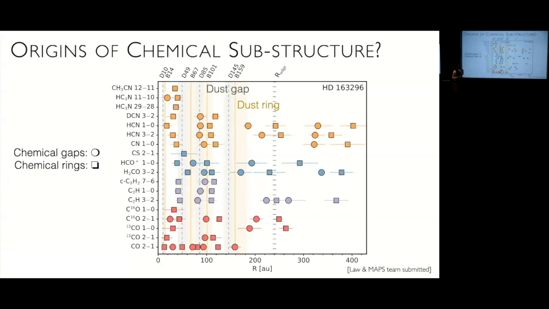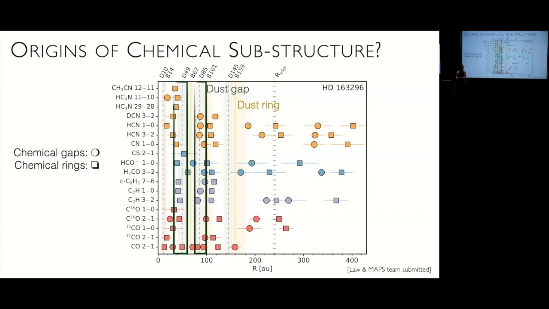The main thing that I want you to take away is that if we look at two of the dust gaps, one that's called D49 and one that's called D85, we see almost the opposite kind of relationship between that dust gap and the chemical structure. In one case, we have a lot of chemical gaps, and in the other case, we have a lot of chemical rings. That is reinforcing what I said before, that it looks like we have a range of gas and chemical properties in dust gaps that otherwise look the same. So this is also suggesting we can use this chemistry to probe the properties of these gaps.